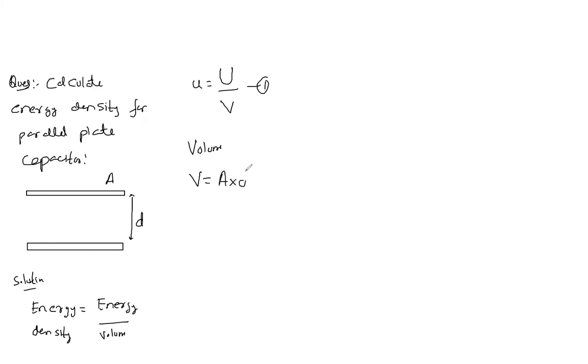It's area into separation, not A cube. It would be A cube if it were a cube. If you have area of cross section and separation, then the volume is simply area of cross section multiplied by separation. So volume is simply A into D. So this is the volume of the capacitor, which is A into D. That is the second equation. You can substitute 2 in 1. When we substitute 2 in 1, energy density is energy over volume.